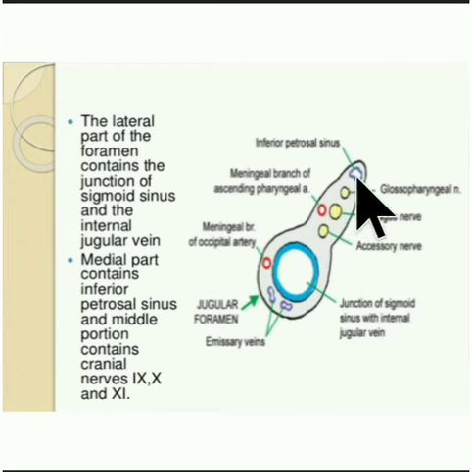So the jugular foramen is divided into three parts: the lateral part with the junction of the sigmoid sinus with the internal jugular vein, the medial part with the inferior petrosal sinus, and the middle part with the three cranial nerves.